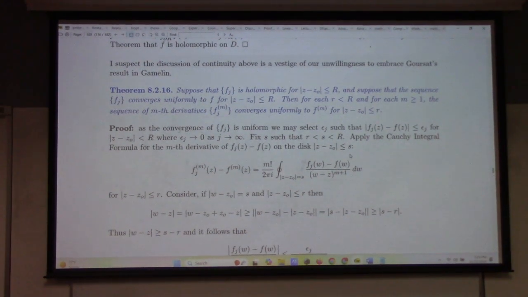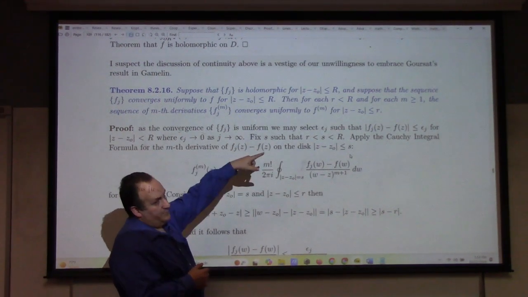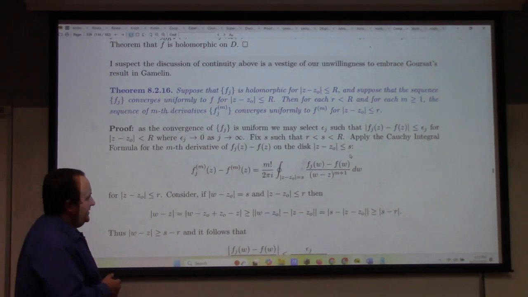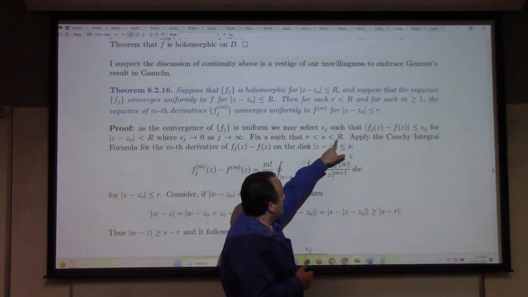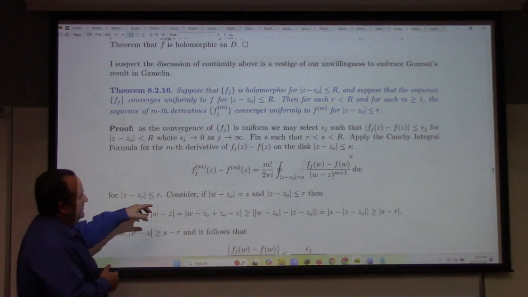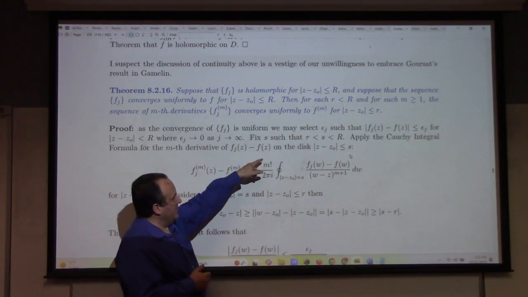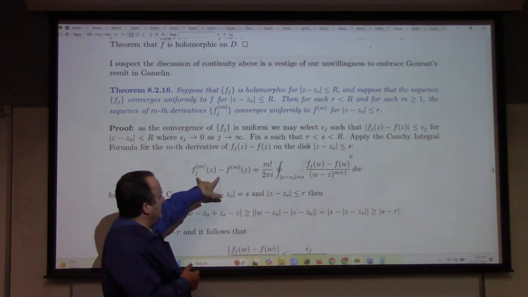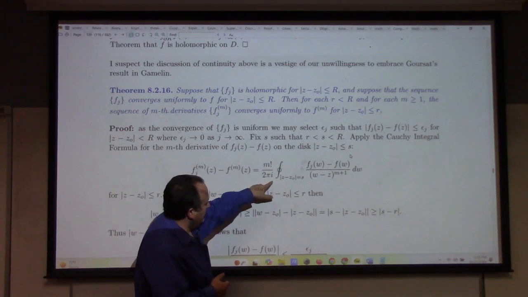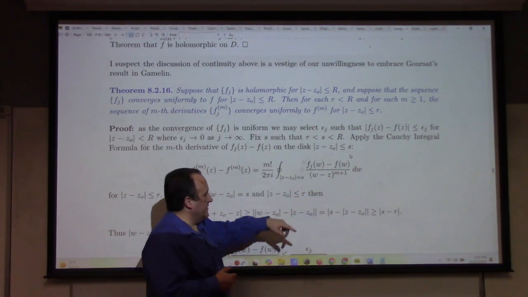So here's the proof. If we have a uniformly convergent sequence of functions, then we can pick a worst case estimator for it. And so then I fix an s that's between r and R, like so. And I apply the Cauchy integral formula for the mth derivative of the jth sequence function and the limit function on the disk. And that gives me this lovely formula right here, m factorial over 2 pi i times the integral over the circle of radius s centered at z naught of this contraption over here.